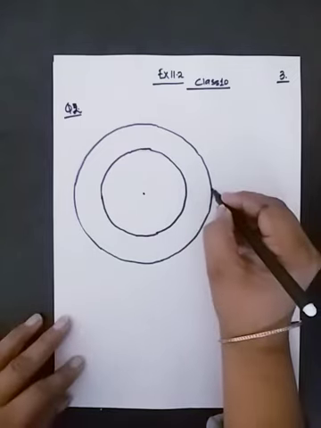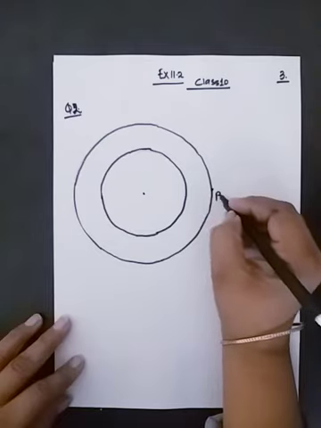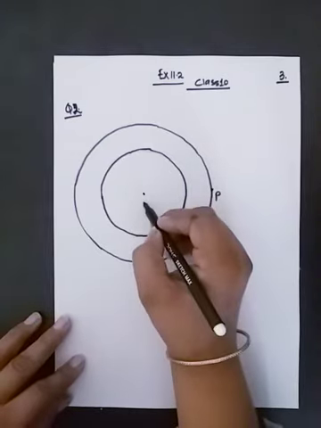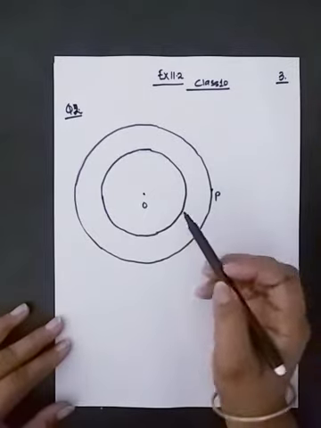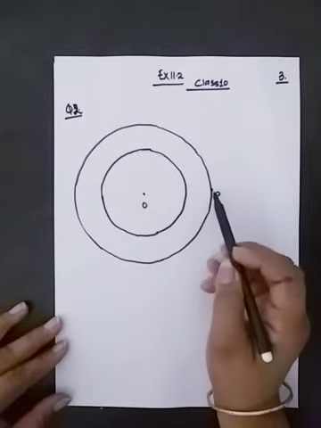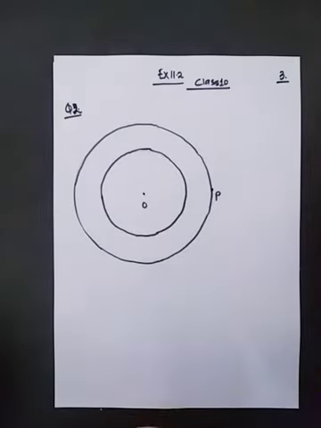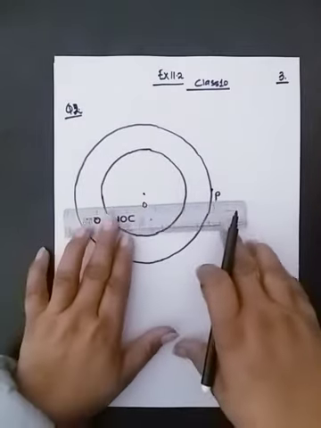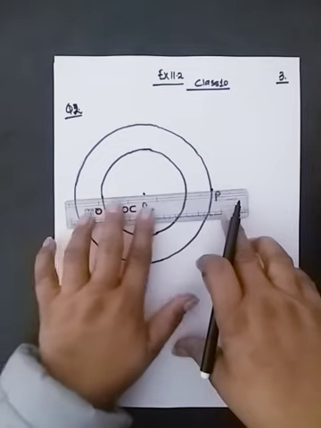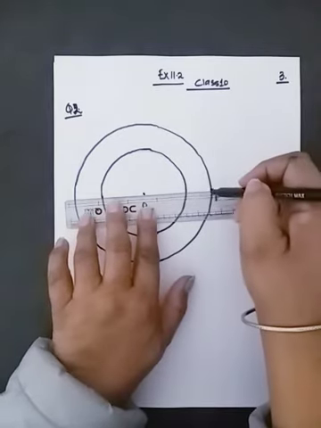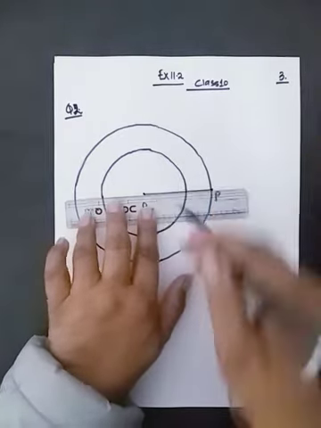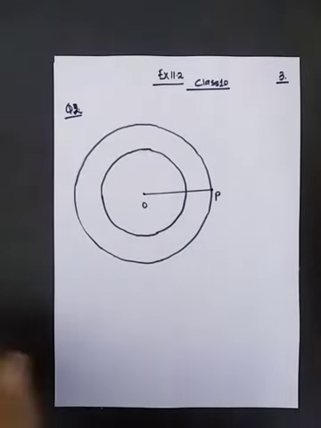So let us assume the point is here and I am naming this point as P, and this is the center of the circle. So for the inner circle, point P is an exterior point. It means we have to construct the tangents as we have done in question 1. Again, the first step of the question, join O to P. Now draw the perpendicular bisector of OP.